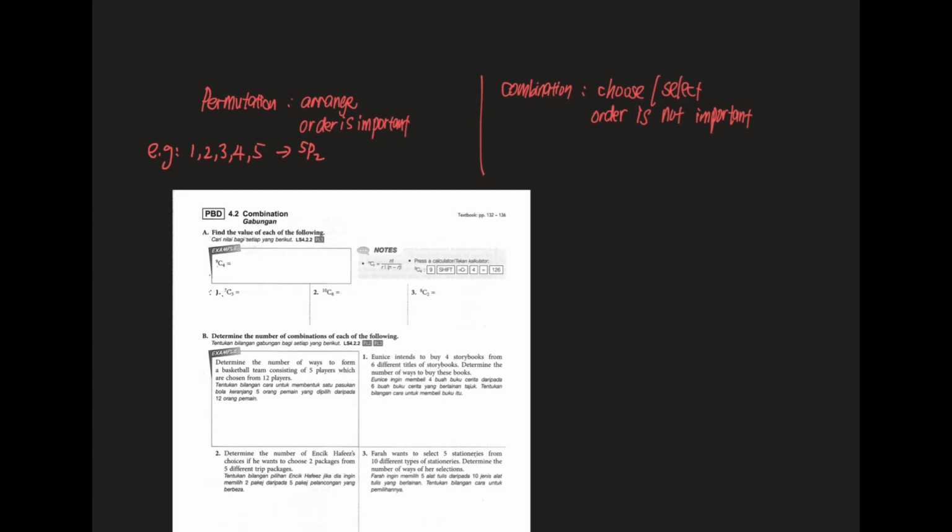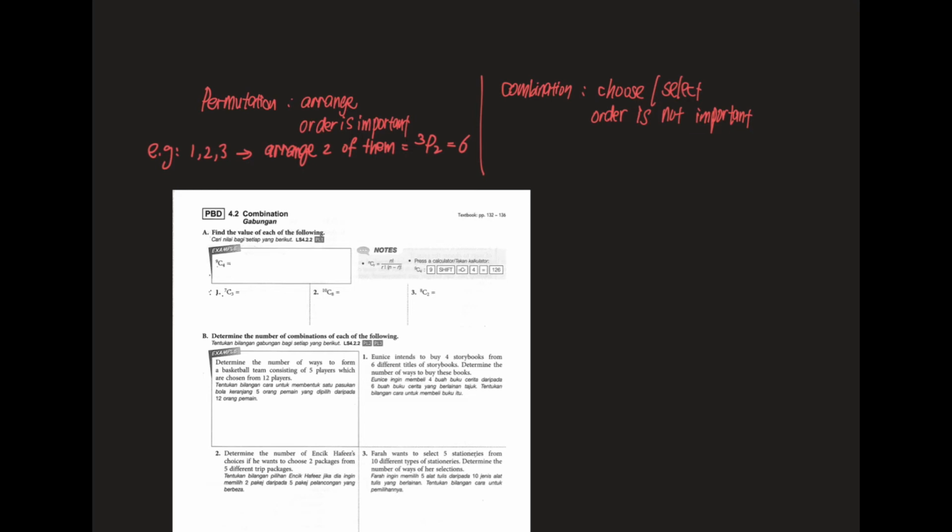Okay, I changed my example. 5P2 is 20. Listing down 20 is too long already, so let's say I choose a smaller one. I simplify my example to 1, 2, 3. I arrange 2 of them. Then that is going to be 3P2, which is 6. 6 is still okay. I don't want it to be too big because I want to show you 6 ways to arrange it.